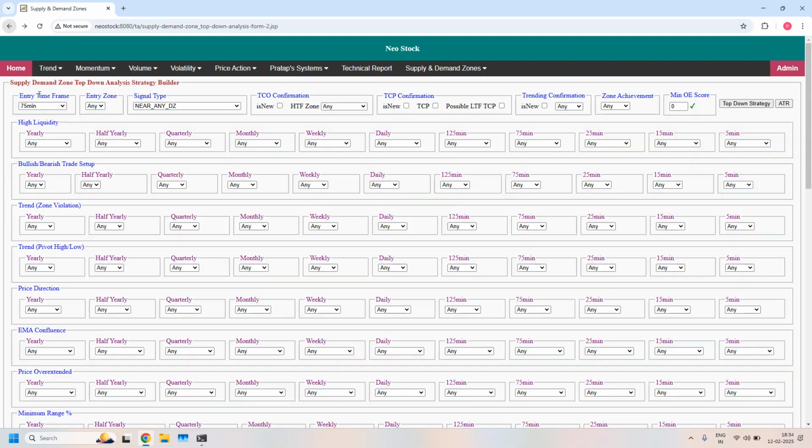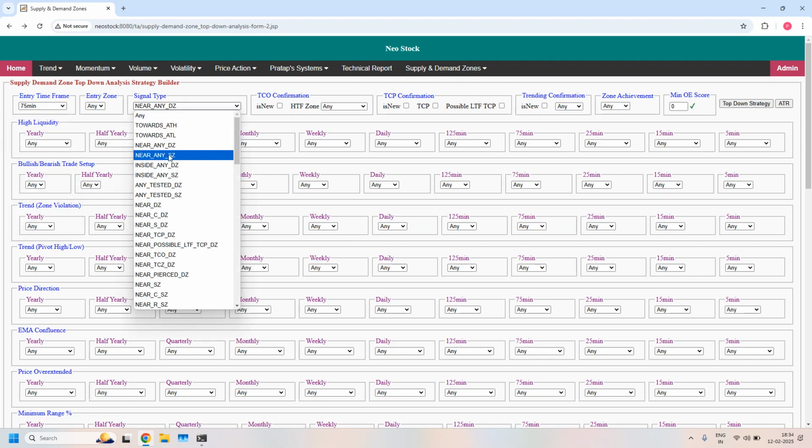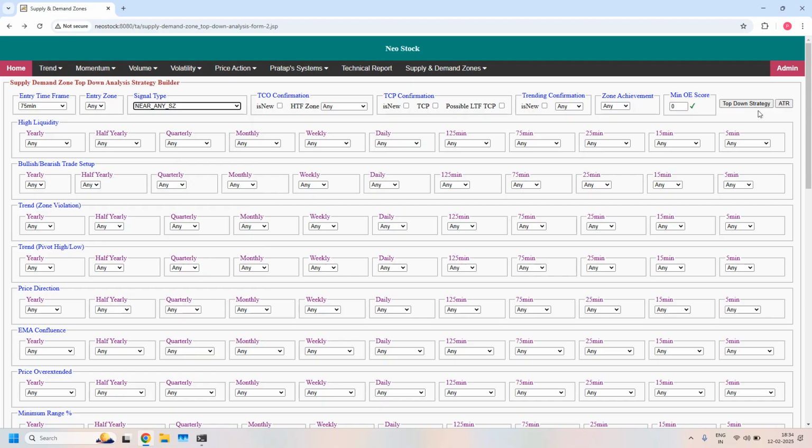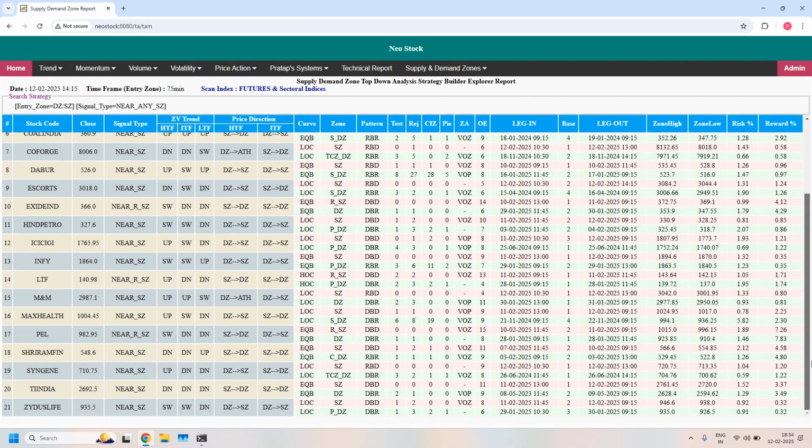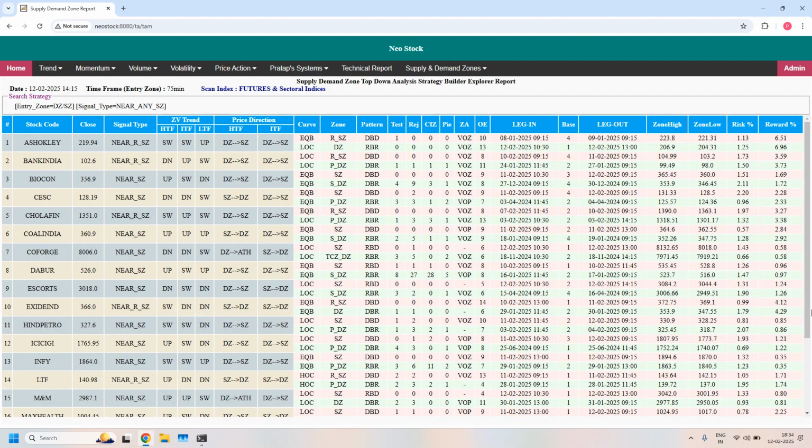Okay, next 75 minutes time frame. Let us identify the stocks near 75 minutes supply zone. We got 21 stocks. Out of these 21, how many high liquidity 75 minutes supply zones are available? Let us identify. Ashok Leyland is having a high liquidity 75 minutes supply zone. Bank of India is having a high liquidity supply zone.